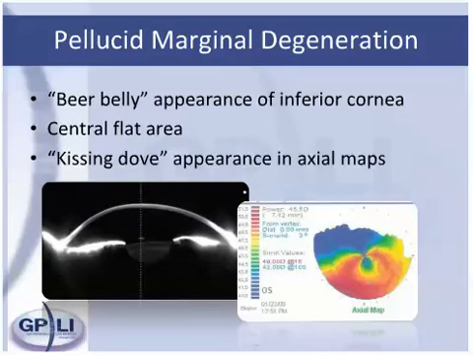And in pellucid marginal degeneration, you will note that there is a beer belly effect on the inferior cornea. The central cornea will be a flat area. Axial maps of pellucid marginal degeneration will show the classic kissing dove appearance. Understanding these various types of keratoconus will be important when fitting the contact lens. This will be discussed in the next module.